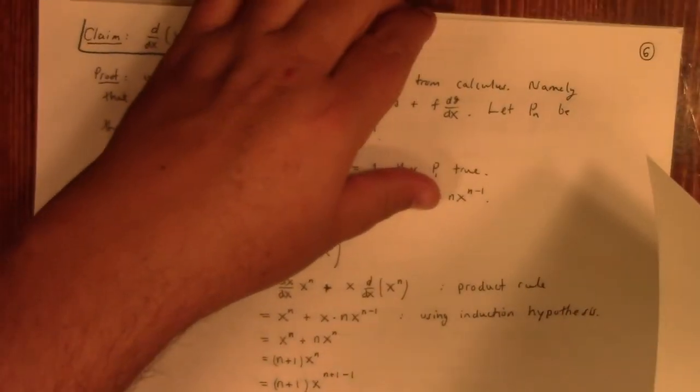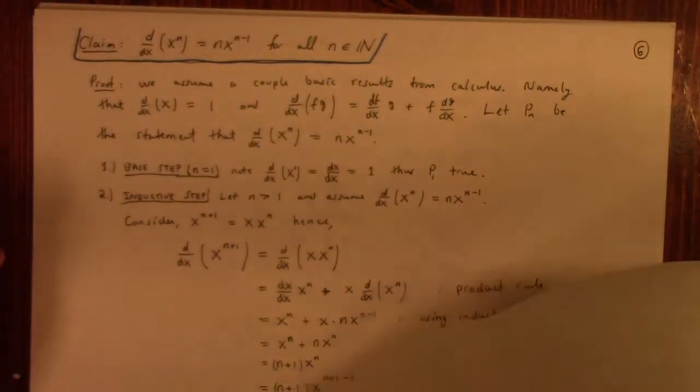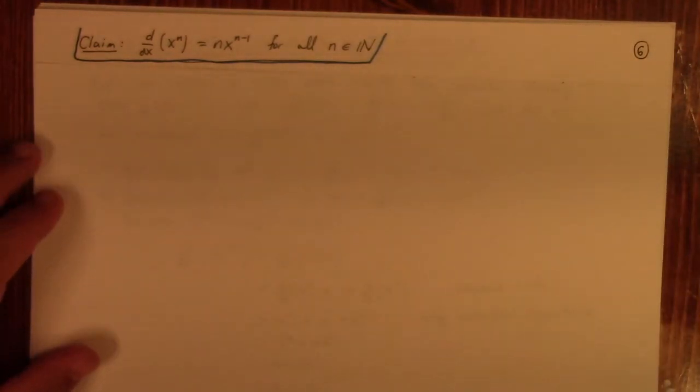But first, another kind of easy example, this one from calculus. You know the power rule, right? The claim is that the derivative of x to the n is n times x to the n minus 1 for all n in the natural numbers.